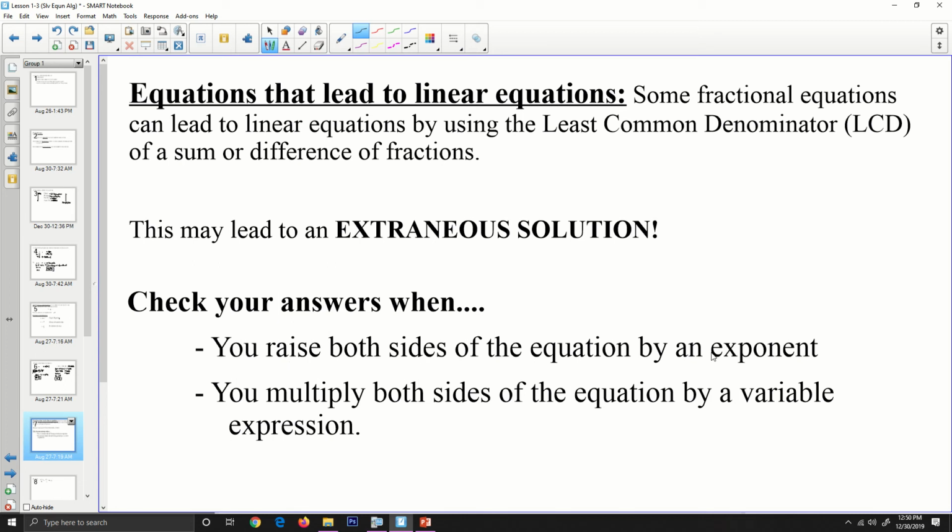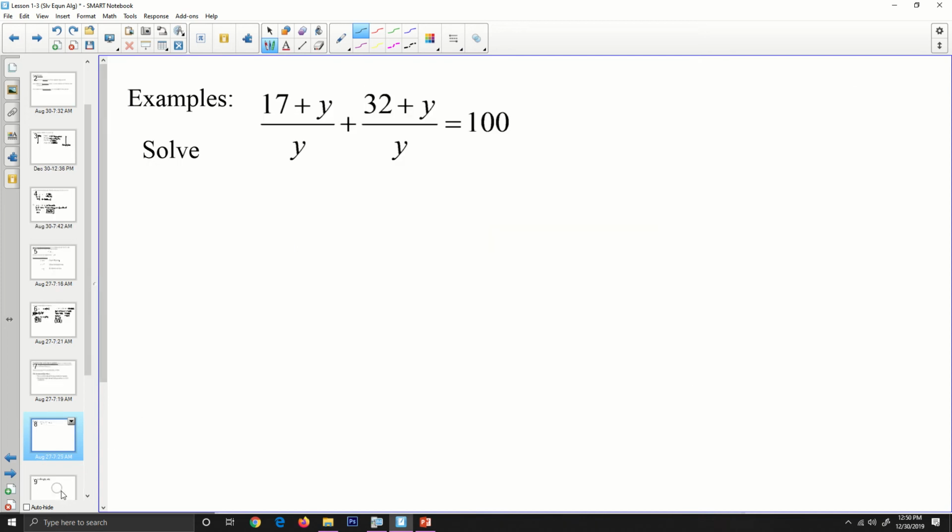So if I have something on both sides and I square both sides, I should check my solutions. Or if I multiply both sides of the equation by a variable expression. So if I say we're going to multiply both sides by 2x, probably should check the solution there. So here's a couple of quick examples on what I might get there.